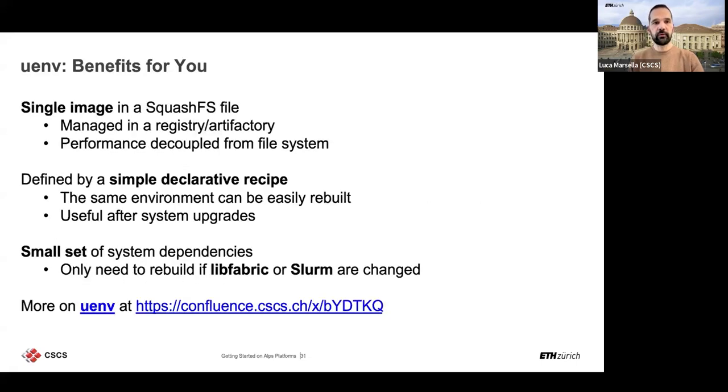What are the benefits for users? So UENV provides a single image in a SquashFS file, so the performance is completely decoupled from the file system. And they are defined by a simple declarative recipe, so the same environment can be easily rebuilt if needed after an upgrade. And then there is a small set of dependencies because they depend only on SLURM and libfabric on the system, so not on the CPE.